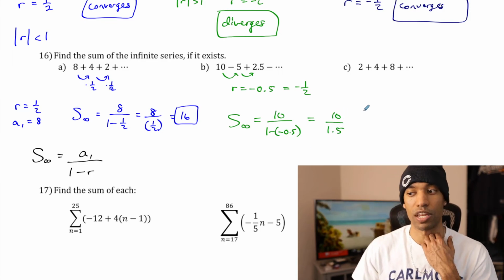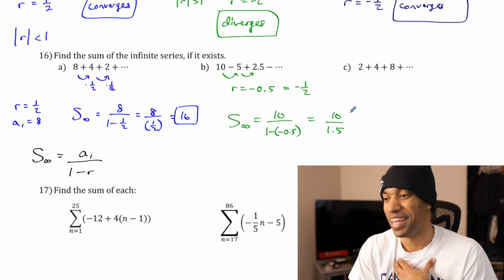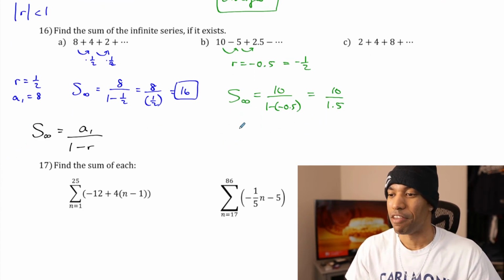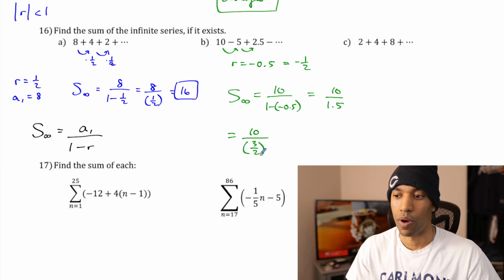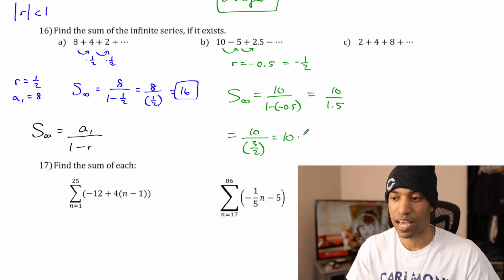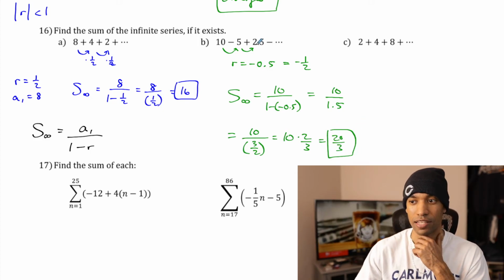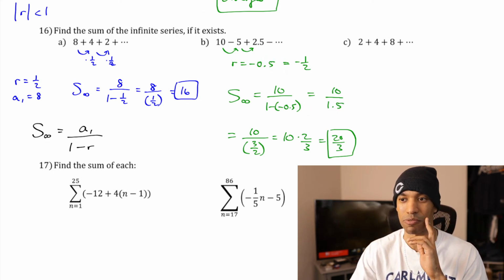See, if you ask me what's 10 divided by 1.5, I don't know. But if you ask me what's 10 divided by 3/2, well, I could help you out there because that's 10 times 2/3, and that's 20/3. That's an exact answer. And actually, I said fraction. Sorry, decimal. Forget it. I'm not using a decimal. I'm using a fraction here.